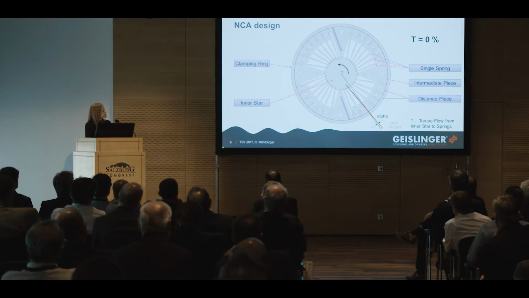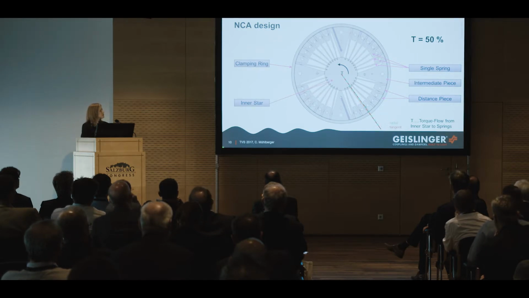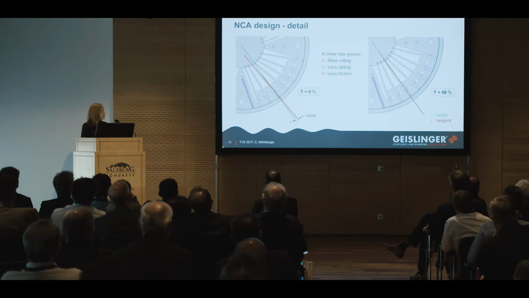The second design strategy was then to get these spring tips slightly tilted when meshing into the inner star groove. That means the tangent on the inner star groove at the contact point between spring tip and groove is slightly tilted by an angle alpha for 0% nominal torque. And this angle alpha is chosen in such a way that for approximately 50% nominal torque, this tangent is radially aligned. We can see this here in more detail.